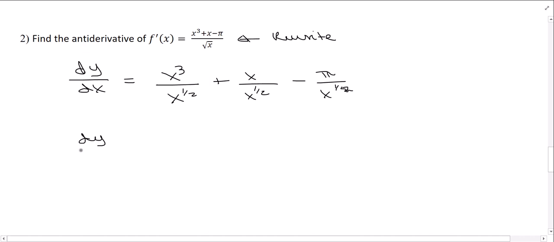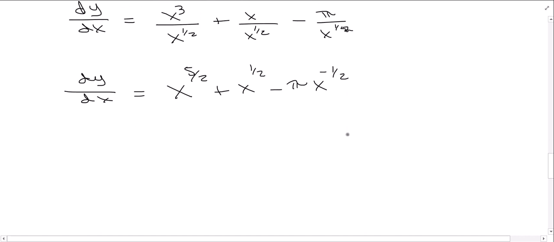And continue rewriting it. dy dx is, when you divide the same bases, you subtract exponents. So 3 minus 1/2 will be x to the 5/2, and then x to the 1 divided by x to the 1/2. So again, you subtract the exponent, so plus x to the positive 1/2, and this one we just need to bring the exponent to the top. And am I done rewriting? Looks that way. So now we can take the antiderivative.